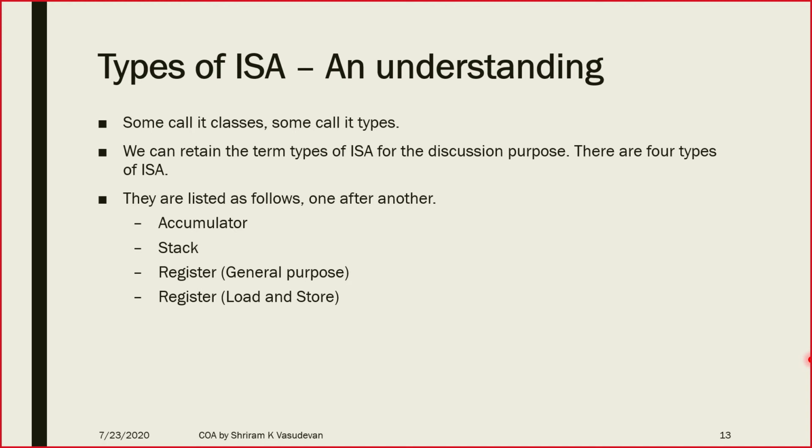So we've got four types, or four classes, of ISAs. We call it classes, or people also call it types. So in the question, if you see types or classes, don't get confused. Both are the same. They address the same thing. So we have got four types of ISAs listed.